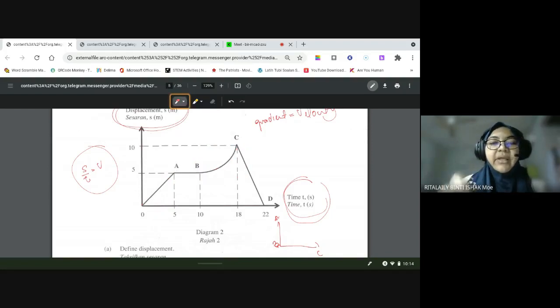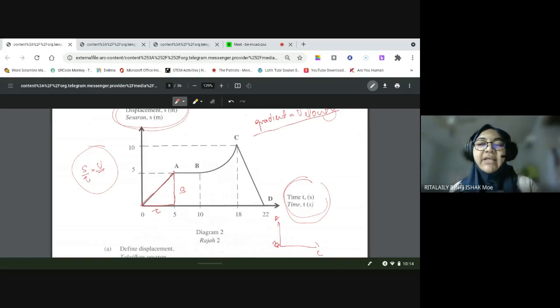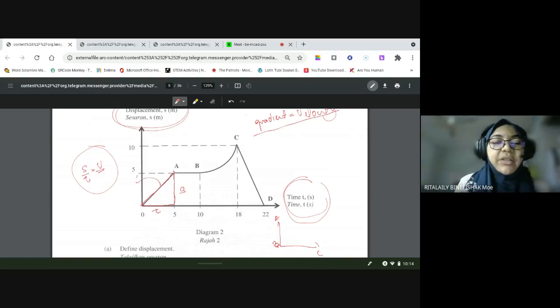Okay, from O to A is constant velocity. Kenapa constant velocity? Sebab gradient mewakili velocity. And if we are to calculate the gradient, paksi Y, which is the S, and then paksi X, which is the T. So S divided by T is equal to V. Okay, so the gradient is the velocity. And from O to A, we only have one velocity, so the velocity is constant.